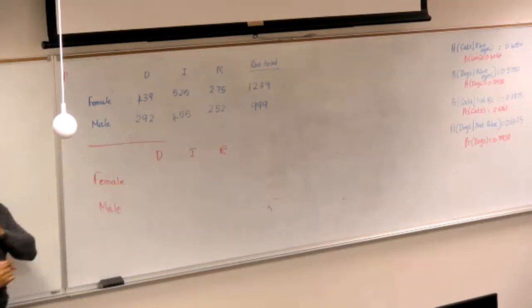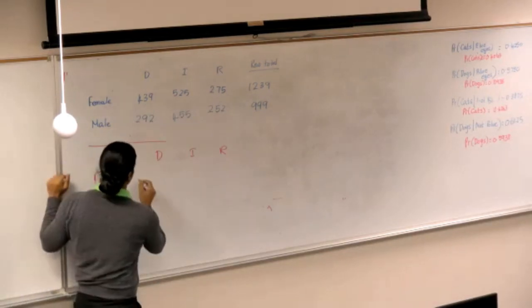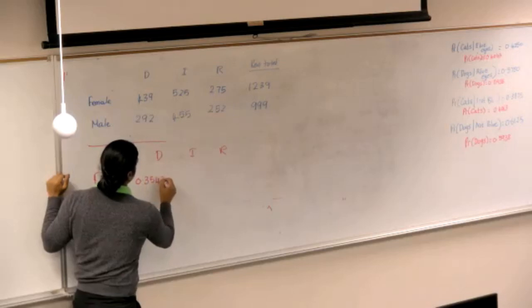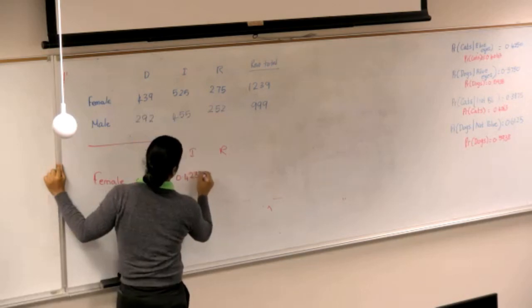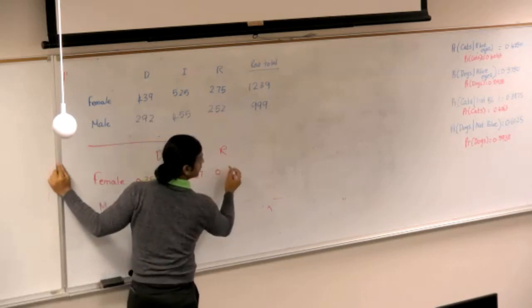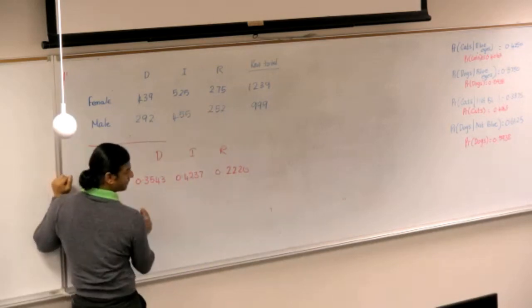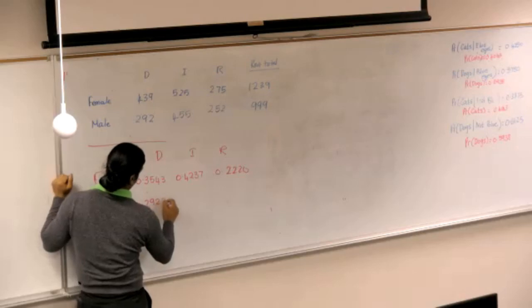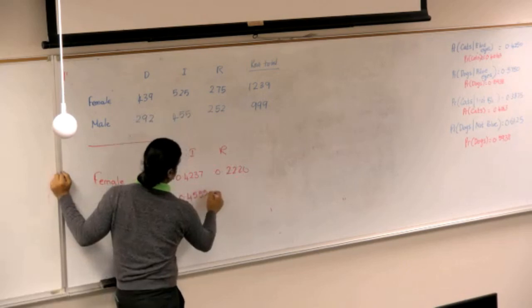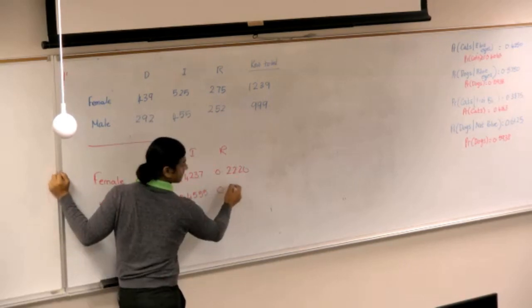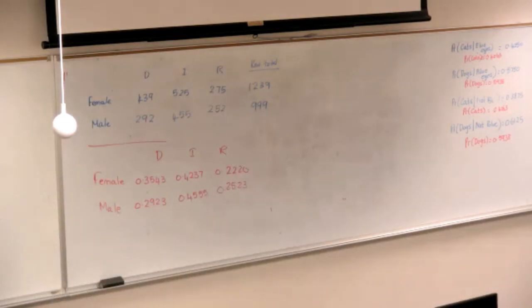So what do we get when we divide? 0.3543. Okay, 0.4237. Okay, 0.2220, I rounded it. Okay, 0.2923. 0.4555. 0.2523. Okay. What do we think?